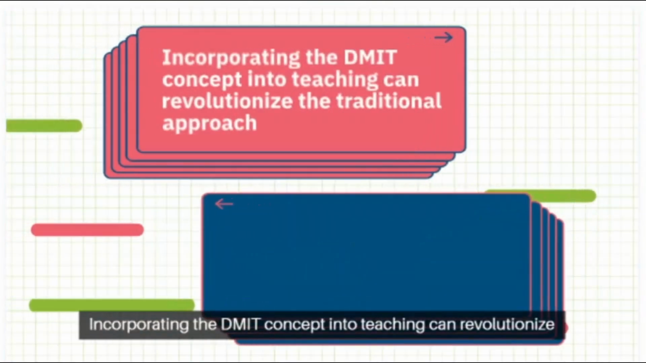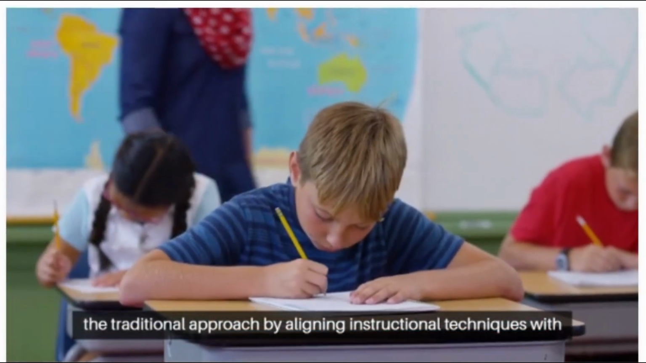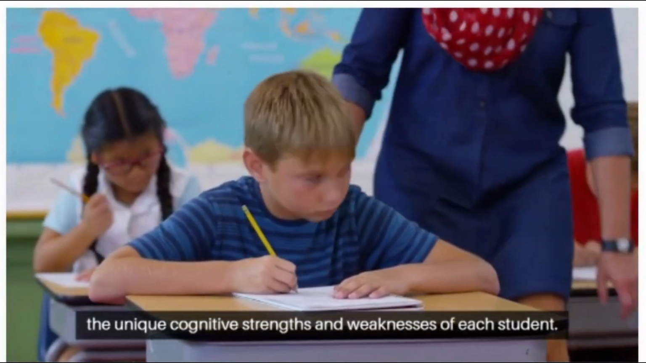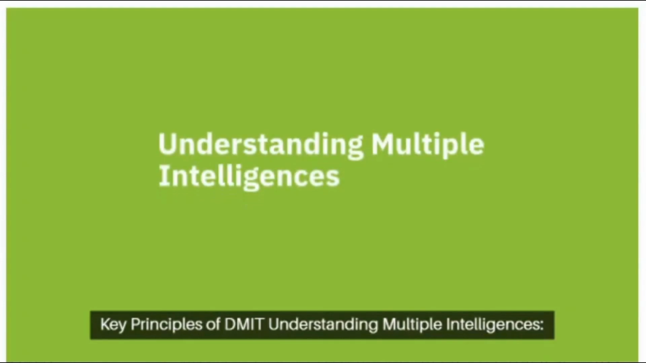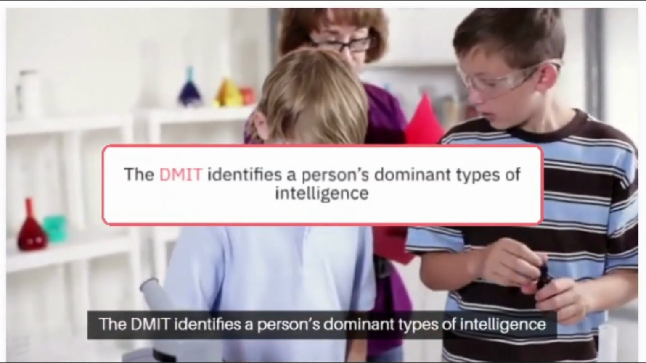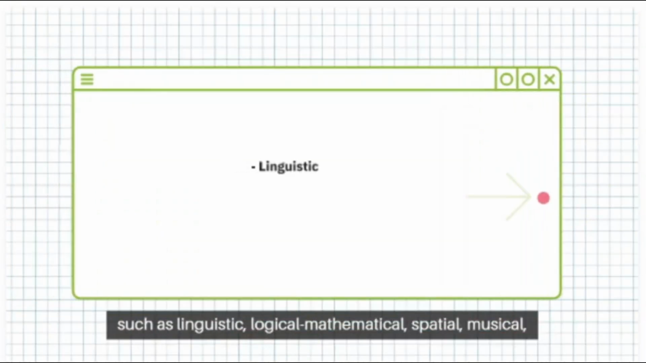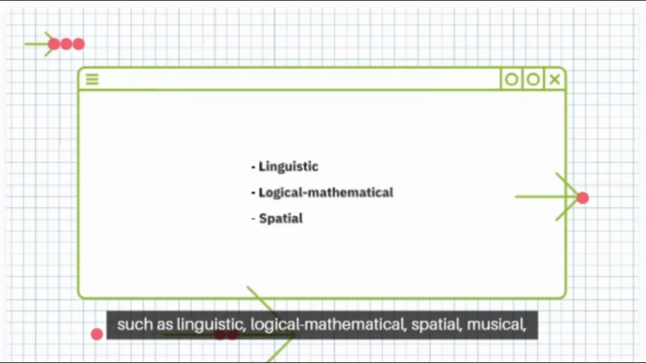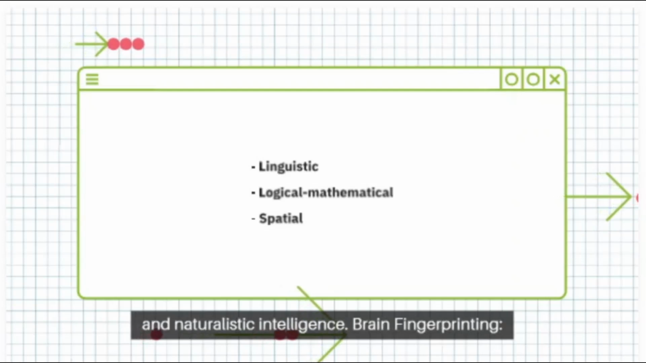Incorporating the DMIT concept into teaching can revolutionize the traditional approach by aligning instructional techniques with the unique cognitive strengths and weaknesses of each student. Key principles of DMIT: Understanding multiple intelligences. The DMIT identifies a person's dominant types of intelligence based on Howard Gardner's theory of multiple intelligences, such as linguistic, logical-mathematical, spatial, musical, bodily-kinesthetic, interpersonal, intrapersonal, and naturalistic intelligence.